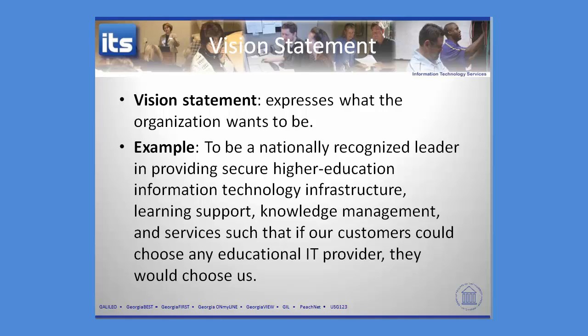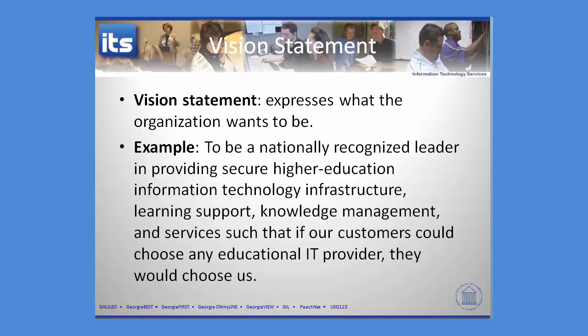They're not going to choose us because we mandate it. They're not going to use our services because we mandate those services. They're going to use our services because we provide such compelling value to the organization that, given the choice between everyone, they would pick us. And so that's a very, very different type of vision for an organization.